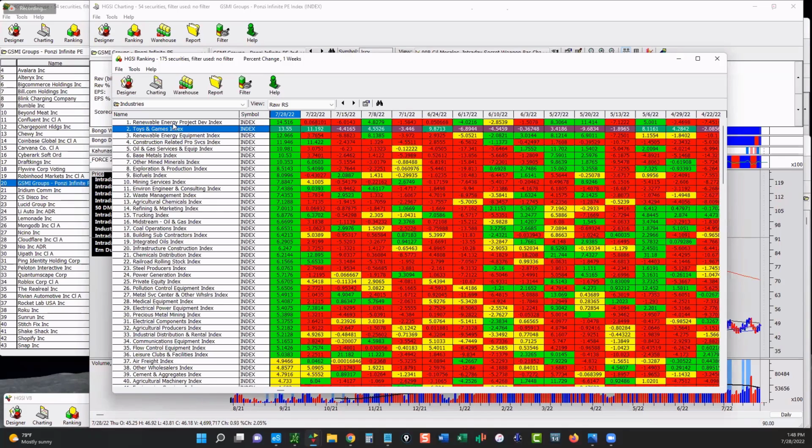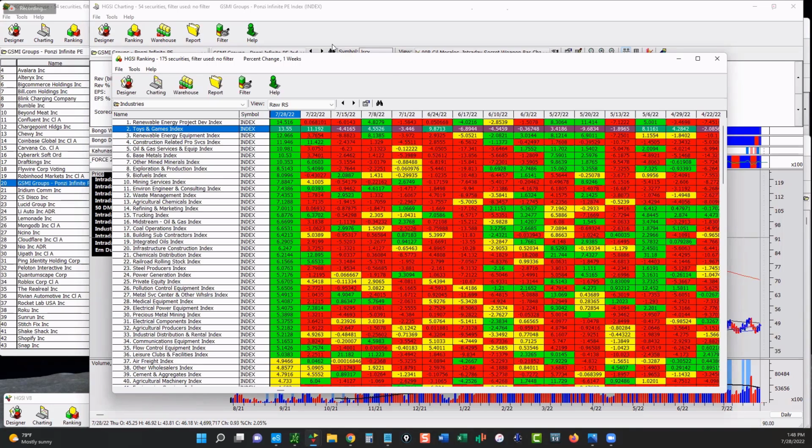And so far this week: renewable energy project development, toys and games. I think that was because Funko was on the move today. I saw Funko on a big flag breakout. The only problem with that is they report earnings next week. And also renewable energy equipment, construction related. I think some of that would have been clean energy infrastructure.